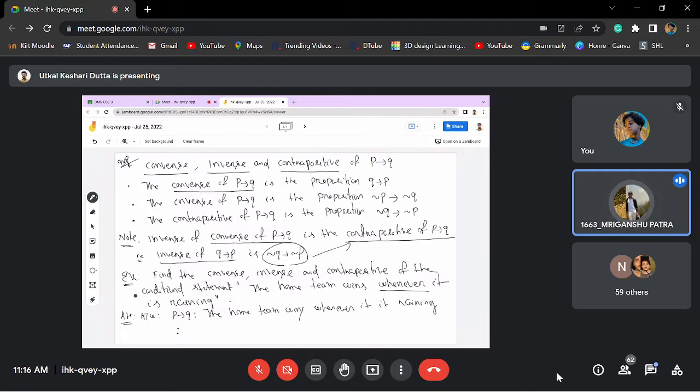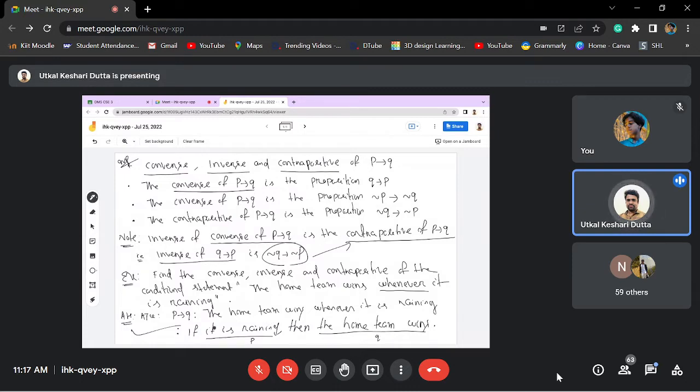Here, whenever it is raining is in the form of Q whenever P. That is the same P conditional Q, so you can write: if it is raining, then the home team wins. First, your work is to write any form of the given conditional statement in the form of if P then Q. So P is it is raining, and the home team wins is Q.